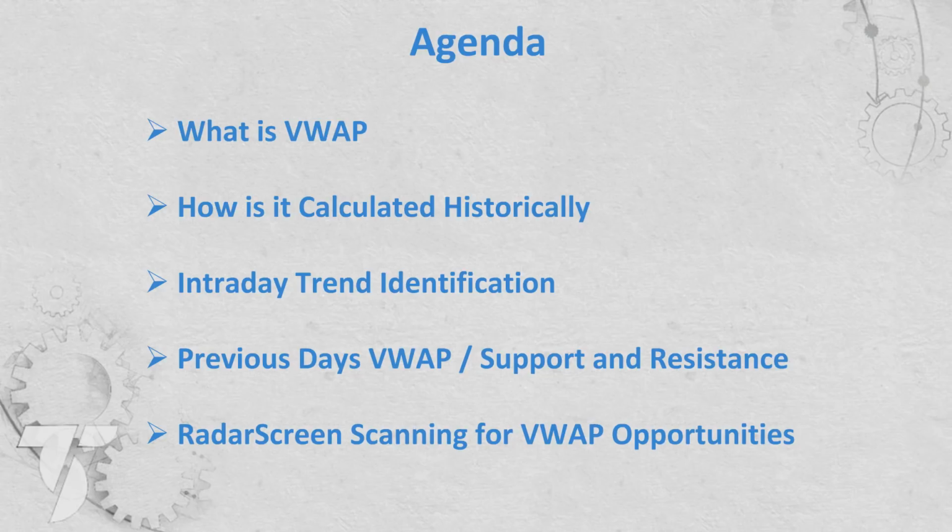Today we're going to talk about volume-weighted average price. This is a concept that has been around for a long time, especially in the institutional world. At TradeStation, we calculate volume-weighted average price in real time, and you can see that in the matrix and in different places. But today we're going to talk about a tool that allows us to look at historical volume-weighted average price, and it allows us to identify intraday trend and intraday support and resistance levels. I'm also going to show you some cool tools that allow us to scan for opportunities using RadarScreen.